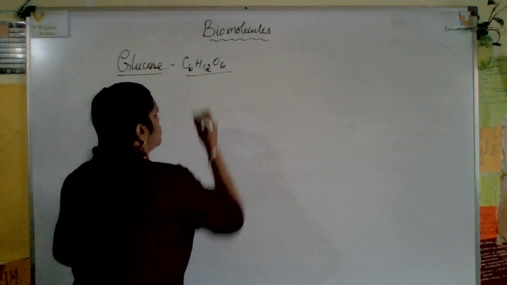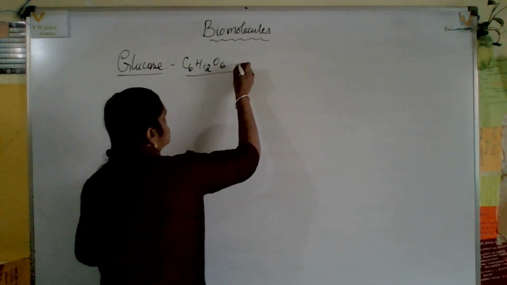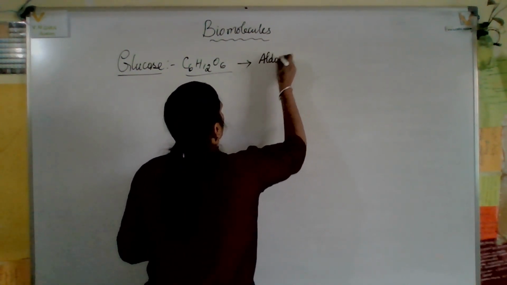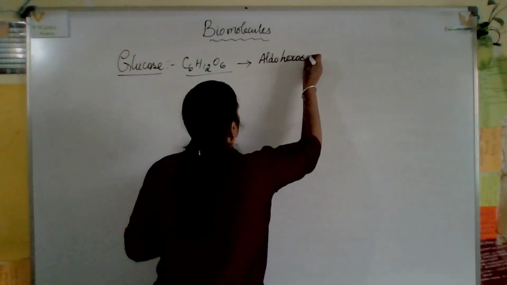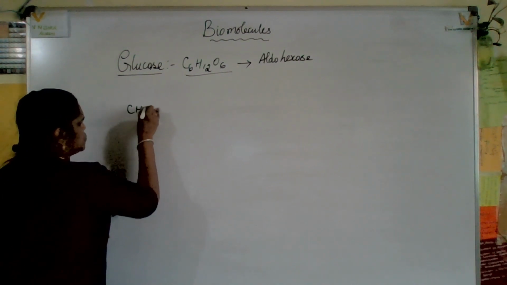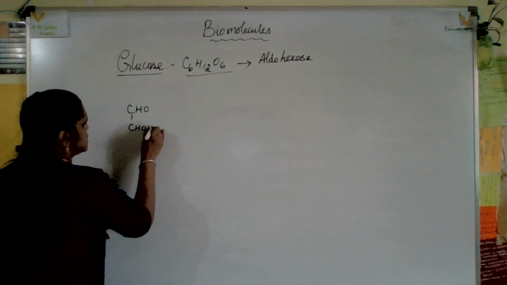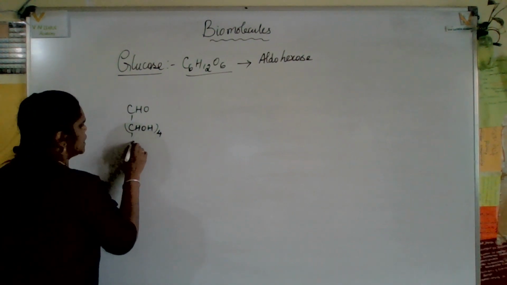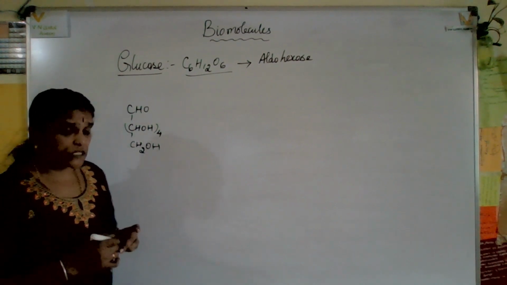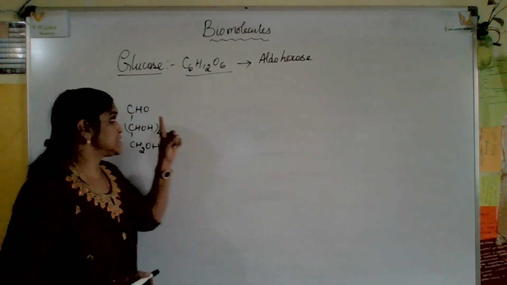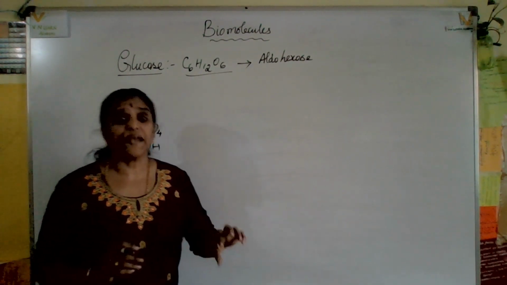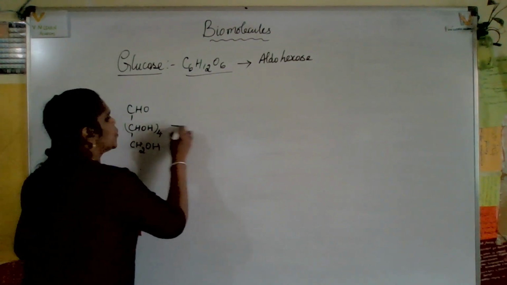C6H12O6. If we know the formula, we should also come to know the functional group. The functional group is an aldehyde, and it is a hexose. So aldohexose means the general molecule is CHO, CHOH 4 times, CH2OH. Through this we can identify it has the aldehyde group and 6 carbons. Through some reactions we can make out, so that is like a proving method.